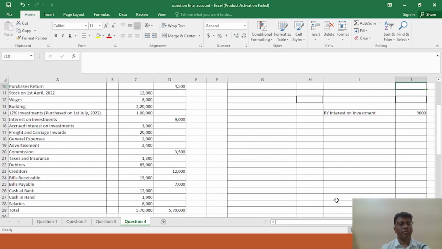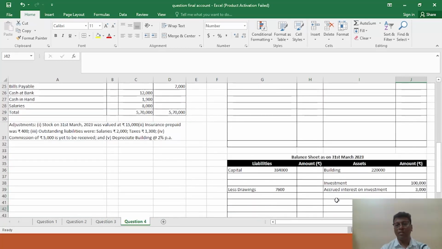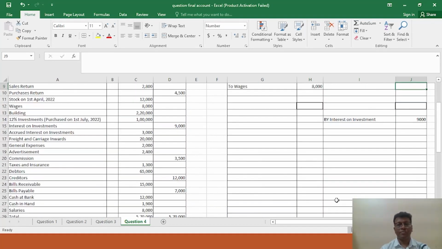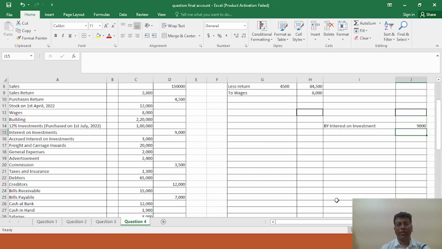And interest on investment was 9000. Okay, accrued interest on investment, that is 3000. So carefully we have to mention. And the next item is 20,000.